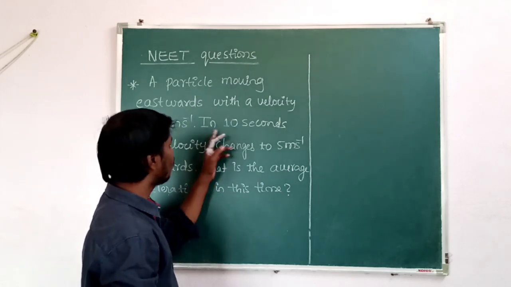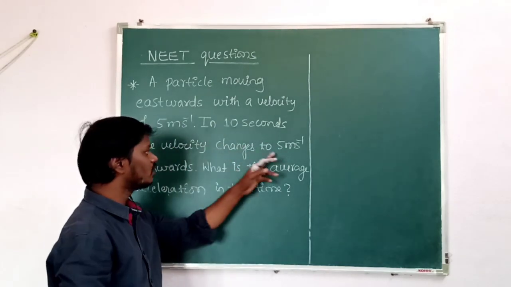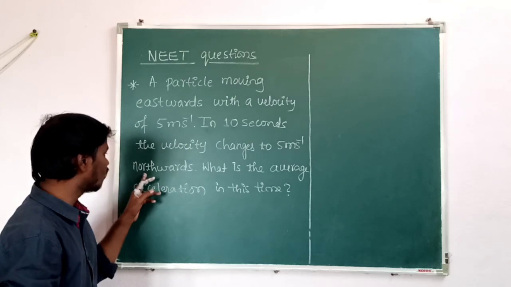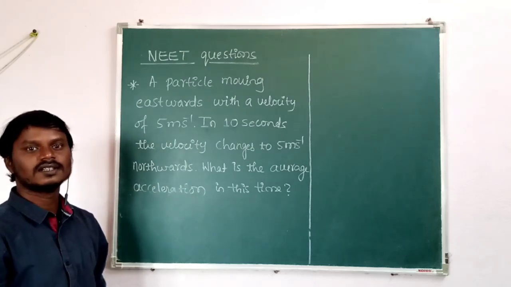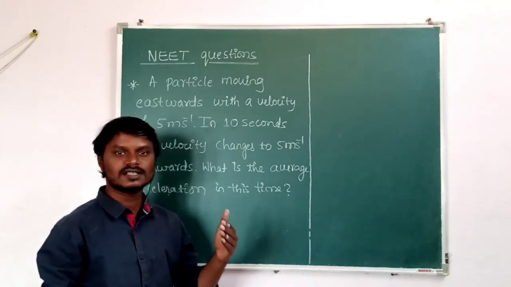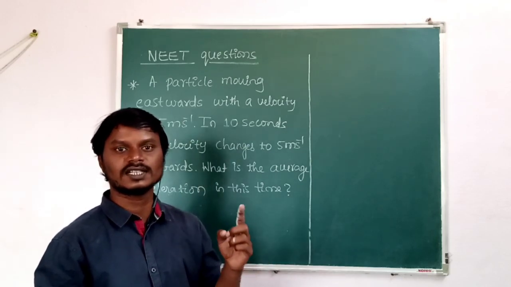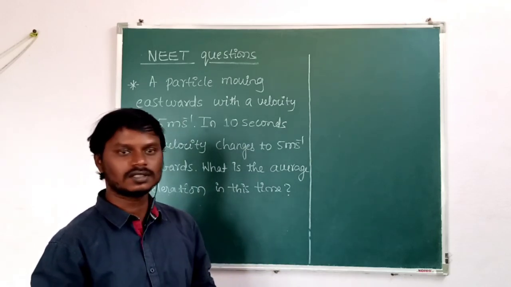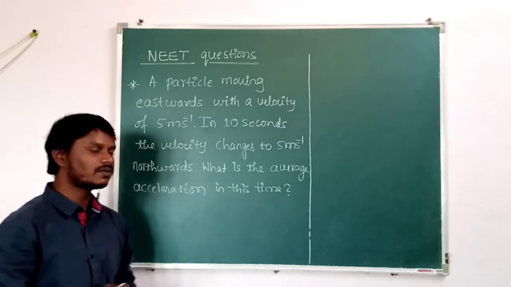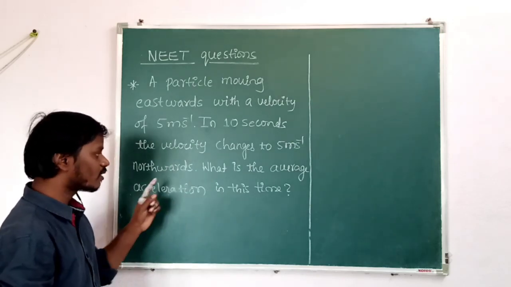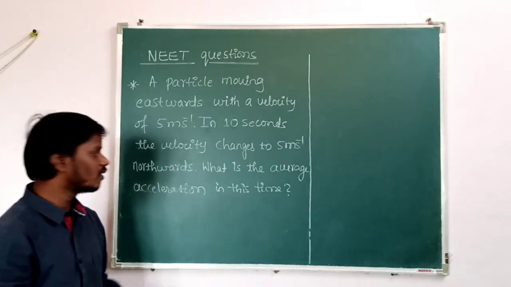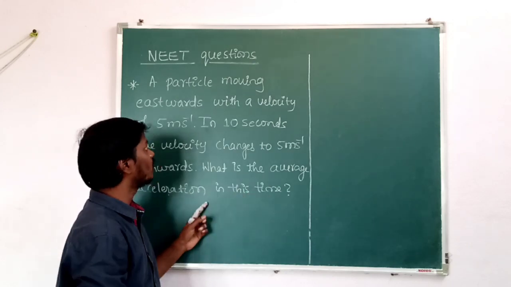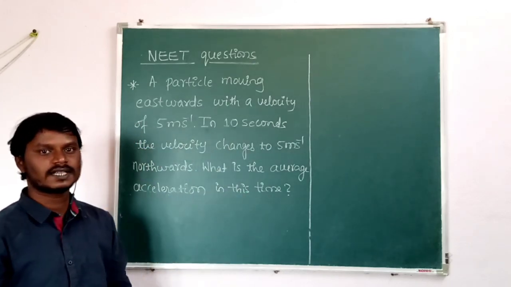Then in 10 seconds the velocity changes to 5 meter per second northwards. So in 10 seconds the velocity is changed to 5 meter per second in which direction? In the north direction. Then what is our question? What is the average acceleration in this time? Means we have to find the average acceleration of the particle in the time 10 seconds.